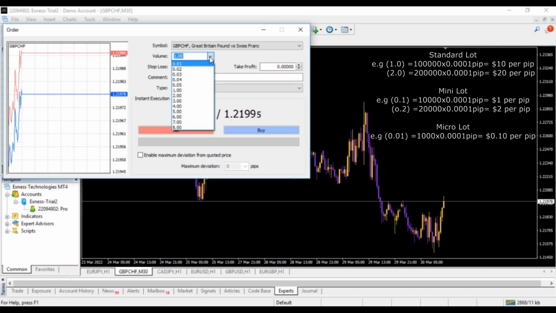So it will not be prudent to choose a standard lot size for a $1,000 account. 100 pips is easy to gain or lose on a currency pair in just a day or two. So if you are choosing a standard lot size for a $1,000 account, it means you are risking losing all your capital in just a day or two. And this turns out to be more risky.